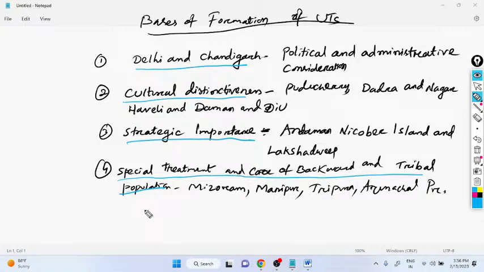And strategic importance is Lakshadweep and Andaman Nicobar. Salient features, special treatment for backward classes from Mizoram, Manipur, Tripura, Arunachal Pradesh. But let me assure you that these four union territories have already been states.